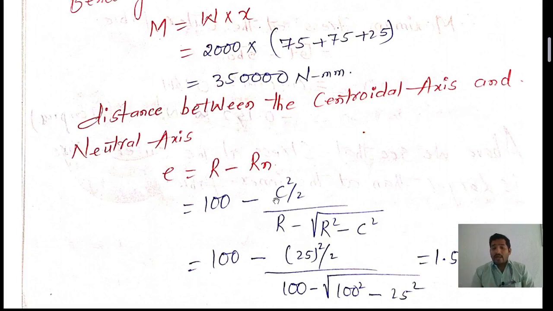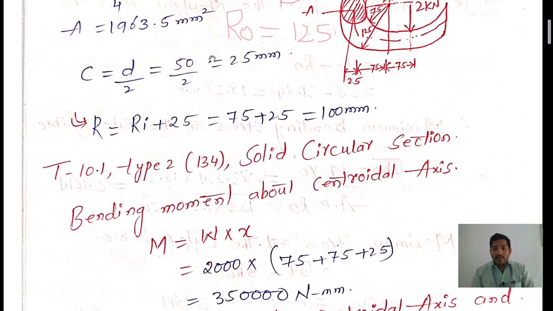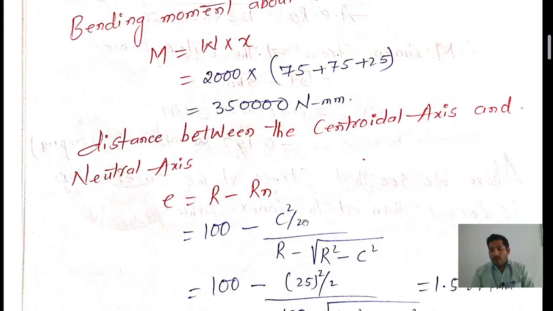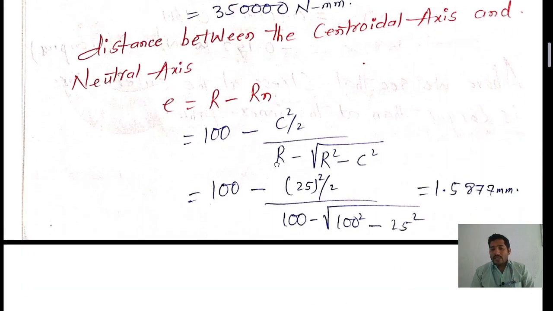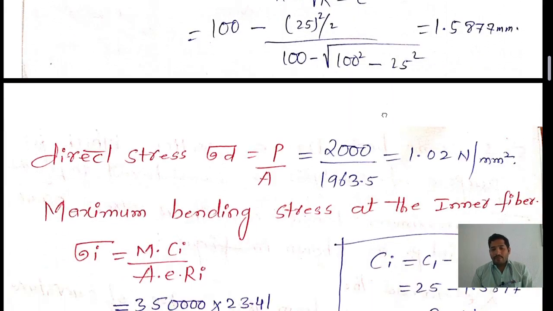Is it right? The c value is 25 whole square by 2 by radius. This is nothing but the radius of curvature of the centroidal axis. The radius of curvature of the centroidal axis is how much? 100 minus of 100 whole square minus of 25. If you divide this whole value, then you will get the distance between the centroidal axis and neutral axis, the value is 1.5877. The unit is mm.